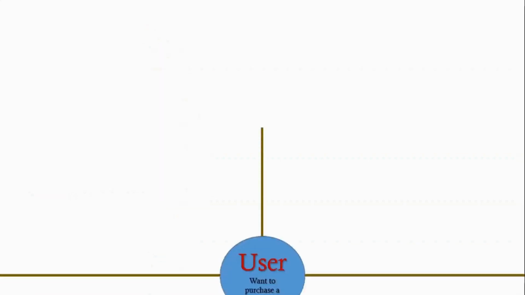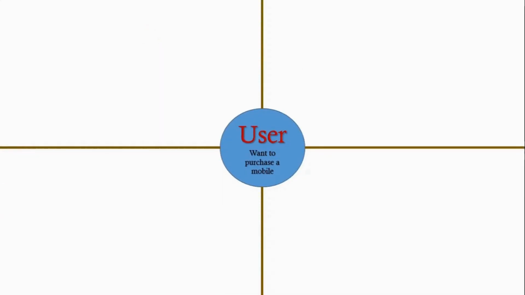So here you can see one example. In the center the user will come, the name of the user will come, and the problem, like what the user wants to do. Here I have taken the example that a particular user wants to purchase a mobile. Remember, if you want to draw an empathy map, there are four quadrants. The first quadrant is think, second is feel, third is does, and the fourth one is says.